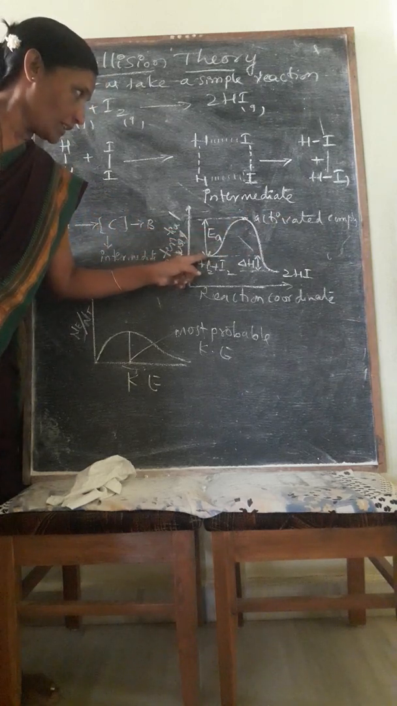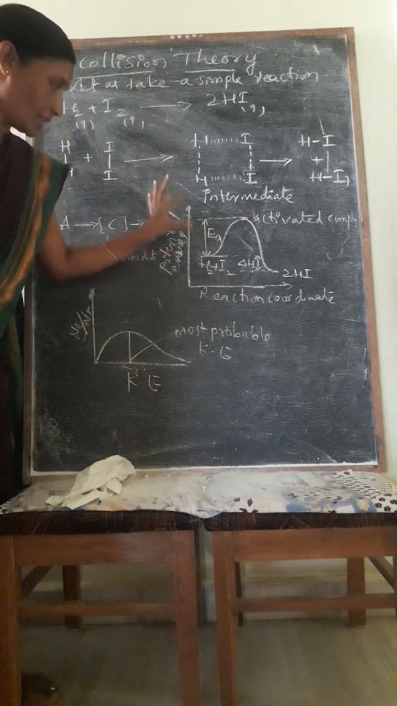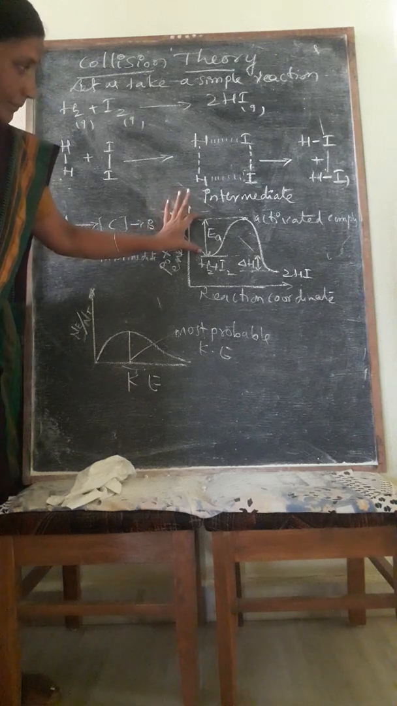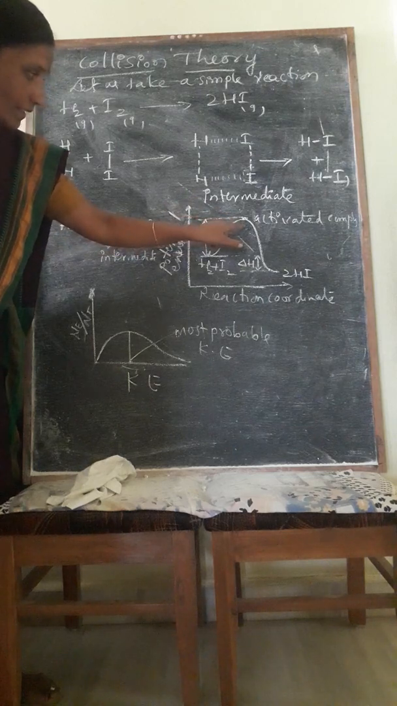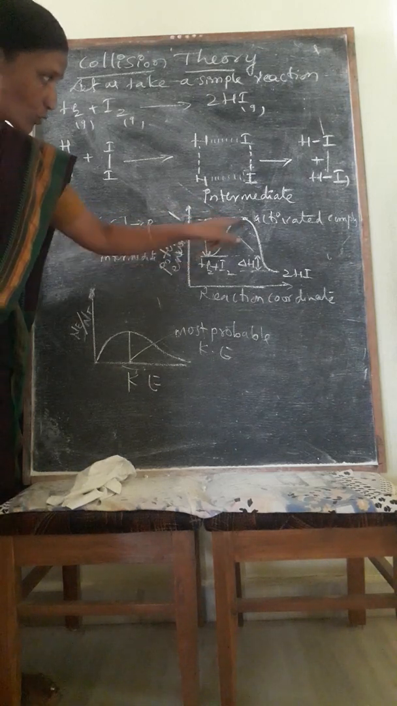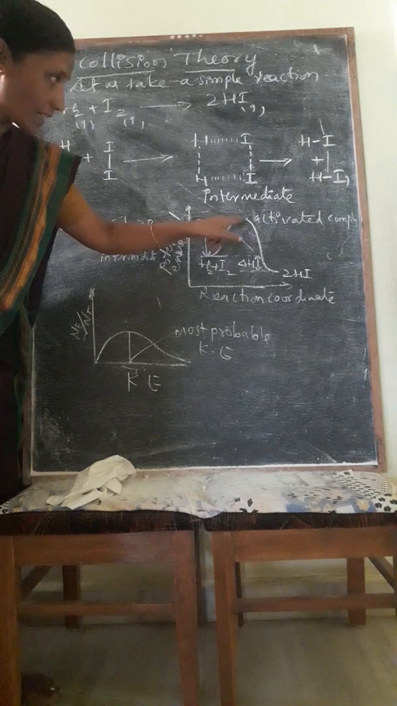Between this reactant and the intermediate, the energy needed by the reacting species to reach this point, to reach this activated complex.